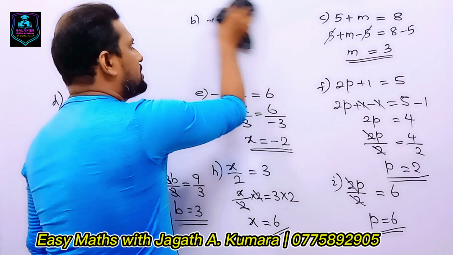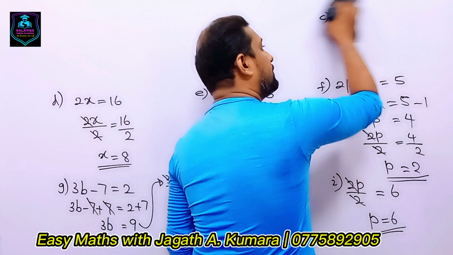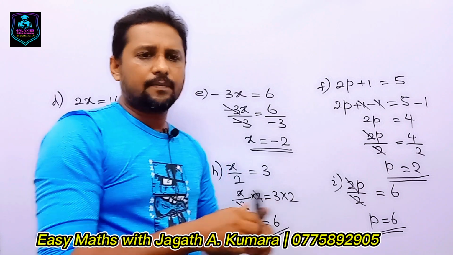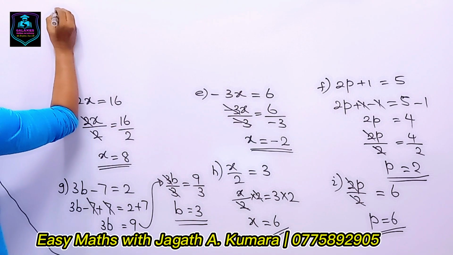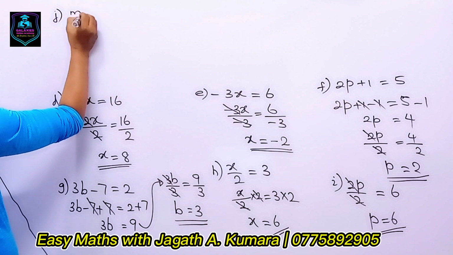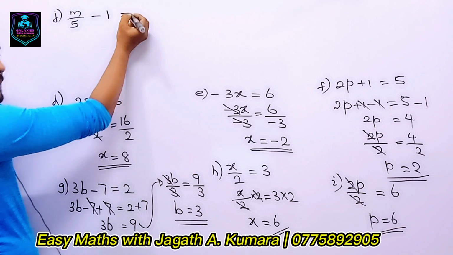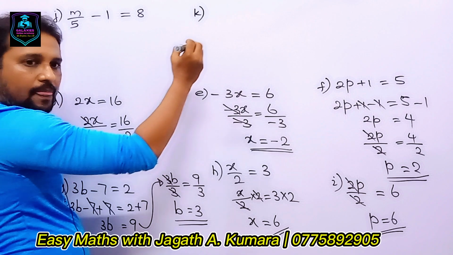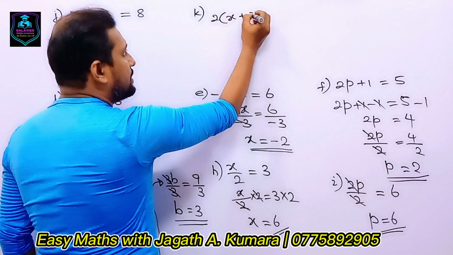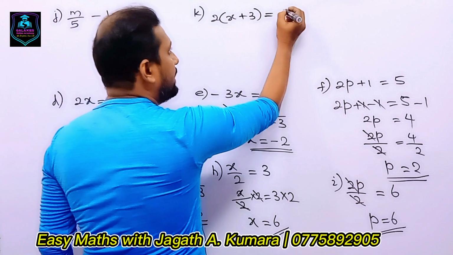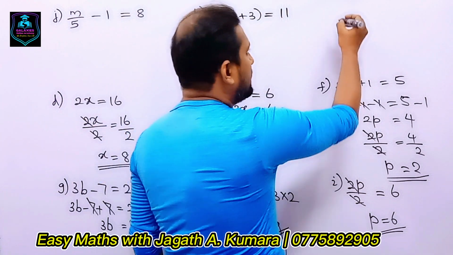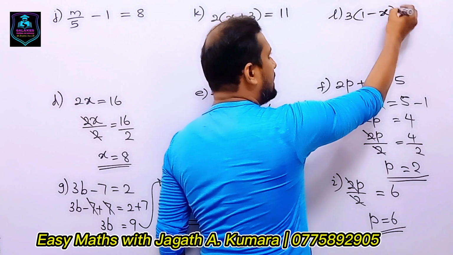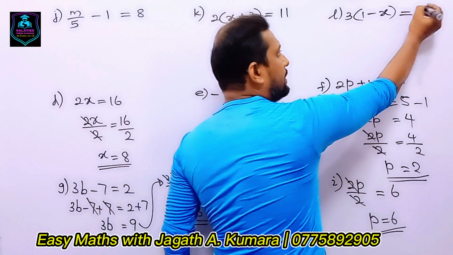Then there are another 3 parts remaining to discuss of this review exercise. Then let's go to discuss the remaining 3 parts. Sample J: m over 5 minus 1 equal 8. Then another one given, sample K: 2 bracket x plus 3 equal 11. Then the last one given, sample L: 3 bracket 1 minus x equal 9.